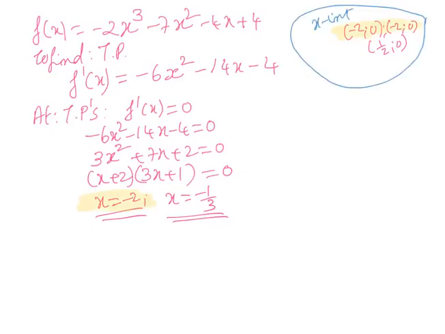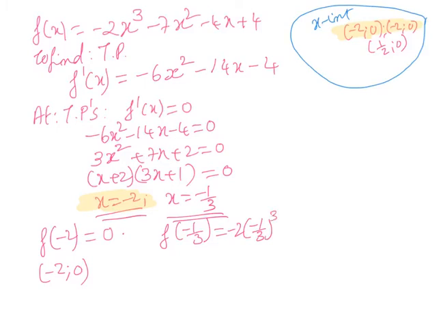Now I have to find the y coordinates. That means I'll find f of negative 2. We already know f of negative 2 is equal to 0. So one of the turning points is negative 2, 0. Now the second turning point is f of negative 1 over 3. I can again use my calculator to find the value. That means I'll substitute in the original function, not in the derivative. That is something very important that we must know.